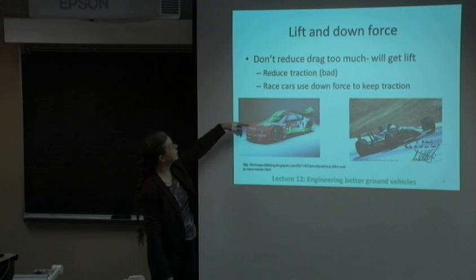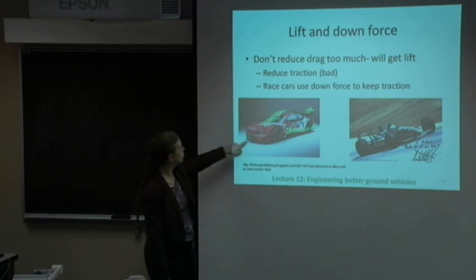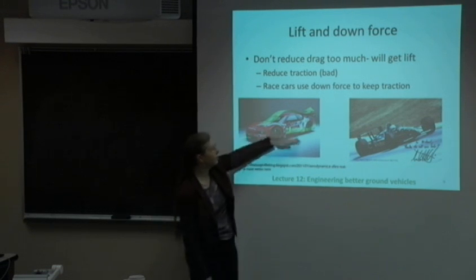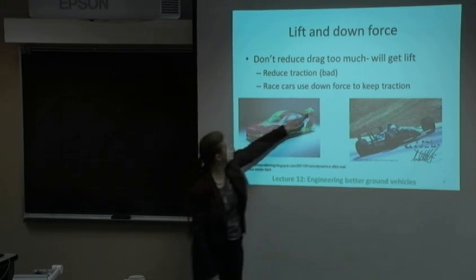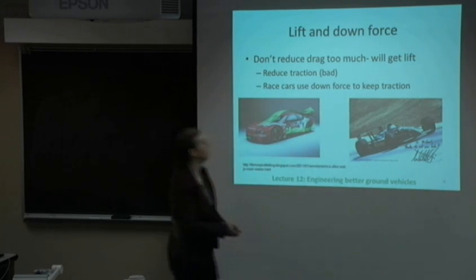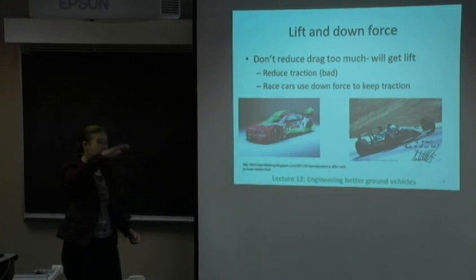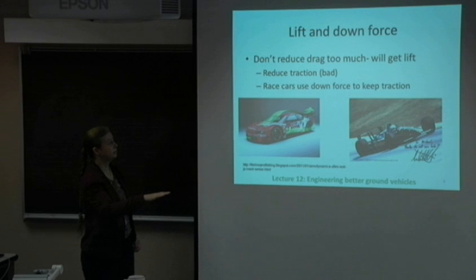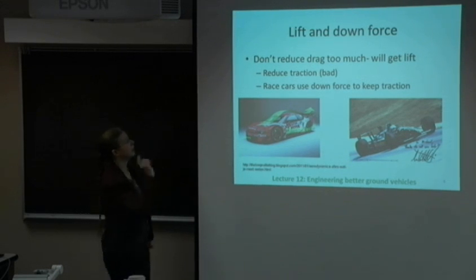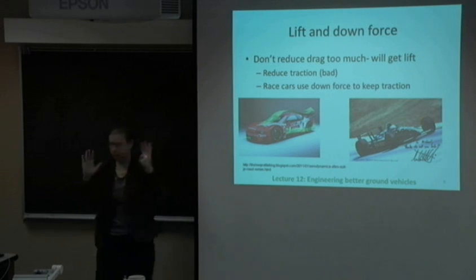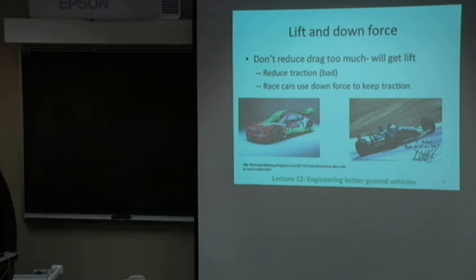Race cars actually are designed to produce a downforce, so they have their bumpers really low to the ground here so that air can't get underneath and provide any lift, and then they have these spoilers here which help to try to produce a downforce. This is a different kind of spoiler here. So those increase your traction, but can decrease your air resistance.